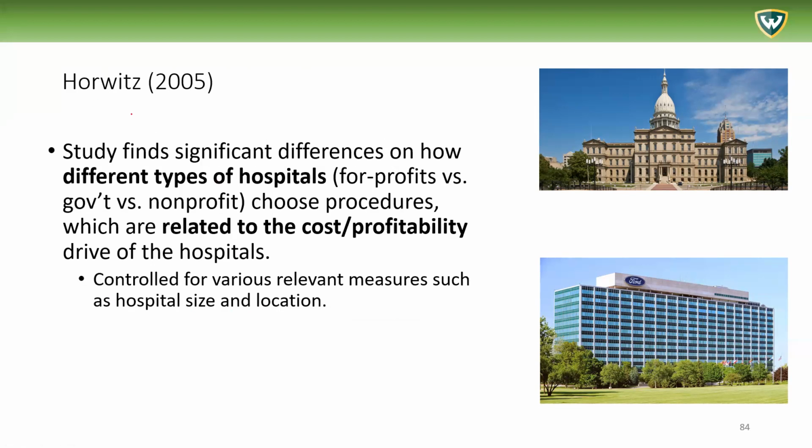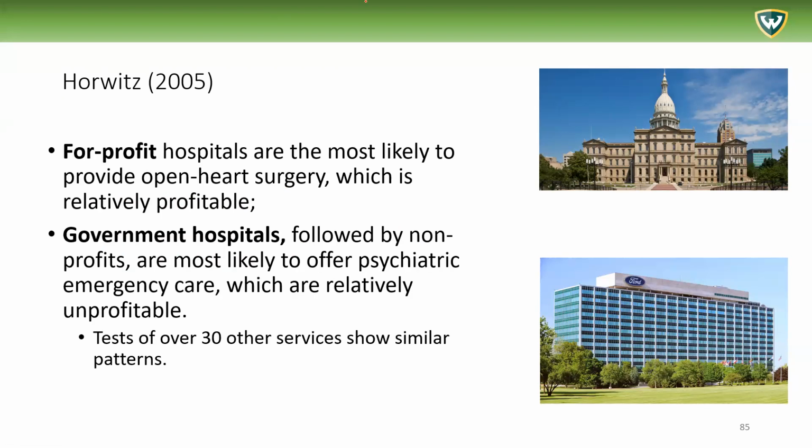There's also an interesting study by Horowitz from 2005 that looks into how different types of hospitals, for-profits versus government versus not-for-profit hospitals, choose procedures, and they show them to be related to the cost profitability drive of the hospitals. And they actually do a study where they control for various relevant measures such as hospital size and location. And they're able to show that for-profit hospitals are the ones most likely to provide open heart surgery, which is relatively profitable, and in general provide the more profitable operations, whereas government hospitals, followed by not-for-profits, are most likely to offer psychiatric emergency care, which are relatively unprofitable.